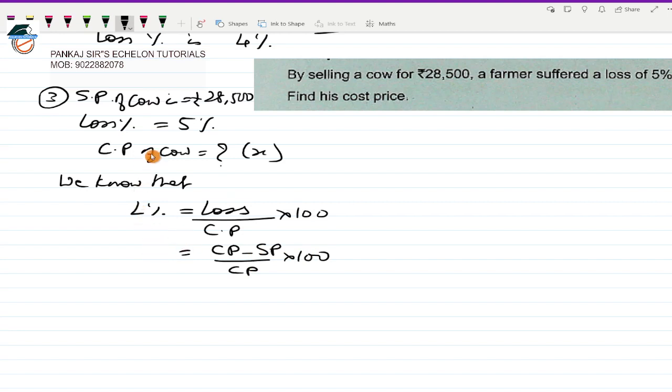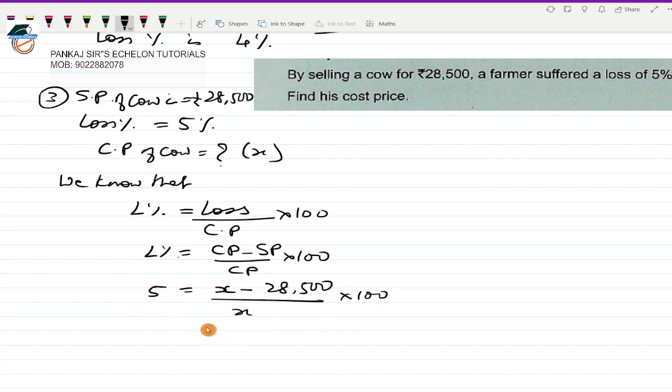Now in this case the loss percentage is given to you. It is given as 5%, so I'll take it 5. Cost price is not given, so I'll take that as X, minus selling price is 28,500, upon cost price is X, times 100.